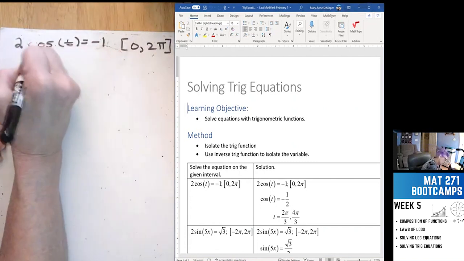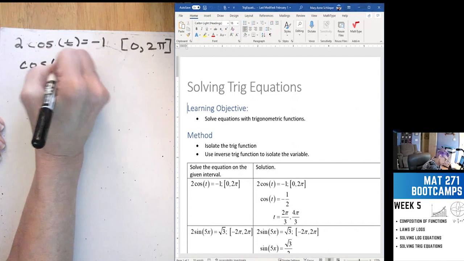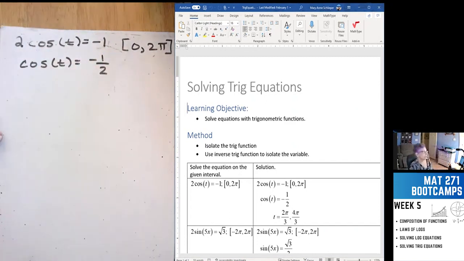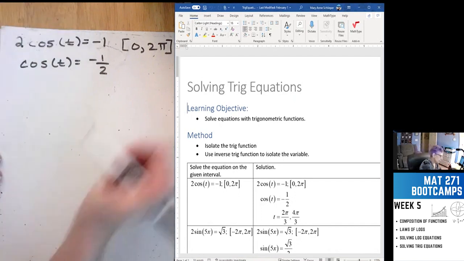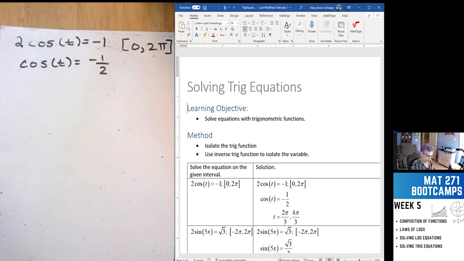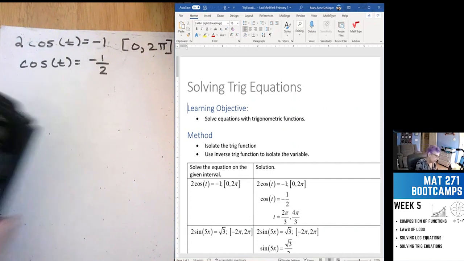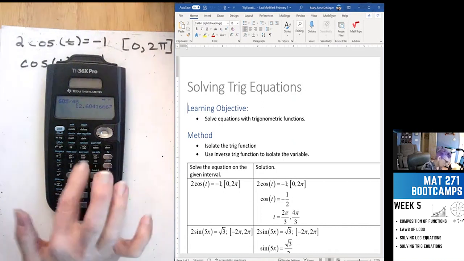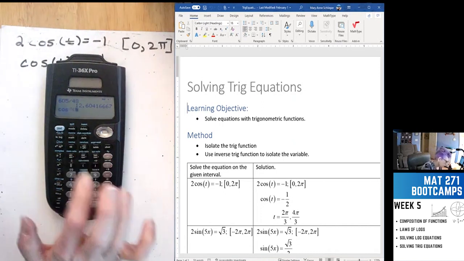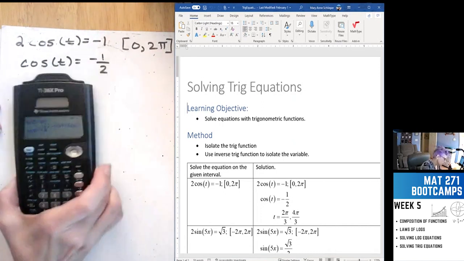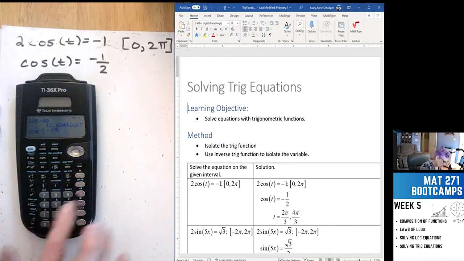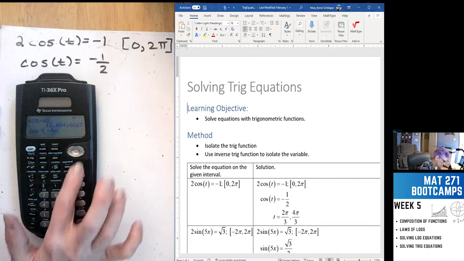So first thing we'll do is cosine of t equals -1/2. So just isolate your trig function. Now, you have your calculator, and good, this one's in radian mode. I could just do inverse cosine of -1/2.